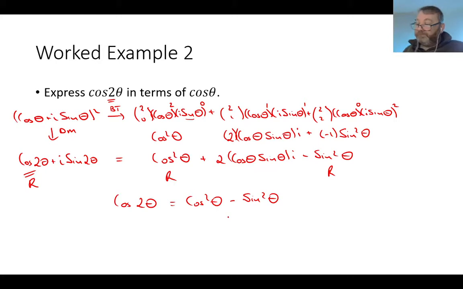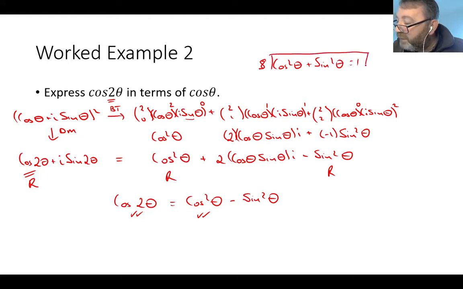Now here's the problem. The question says express cos 2 theta, we have it, in terms of cos theta. Yes, no. There's a problem with sine squared theta. But if you remember what we're doing in trigonometry, sine squared theta is part of what we call the fundamental identity of trigonometry. In trigonometry, we have an identity that says cos squared theta plus sine squared theta equals 1.